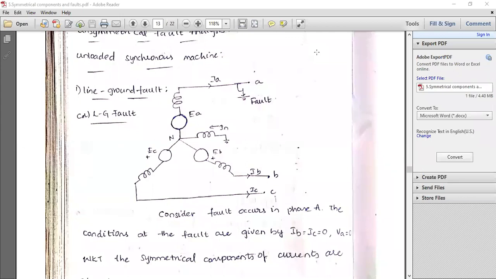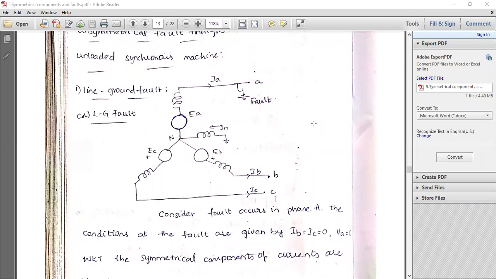Okay. See, why I'm giving you this time is that this is very important. This is the main thing we are going to cover in this particular chapter. This is unsymmetrical fault analysis, meaning when a line to ground fault occurs in your system, what is the amount of fault current that is trying to flow, and what is the expression for the fault current, etc.